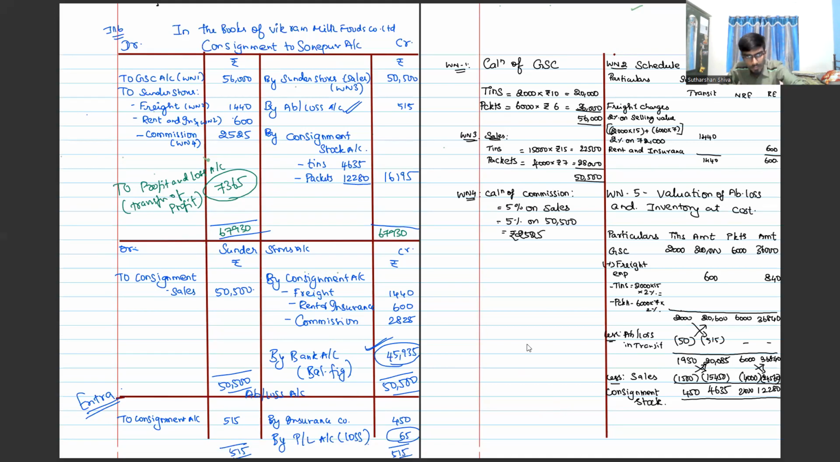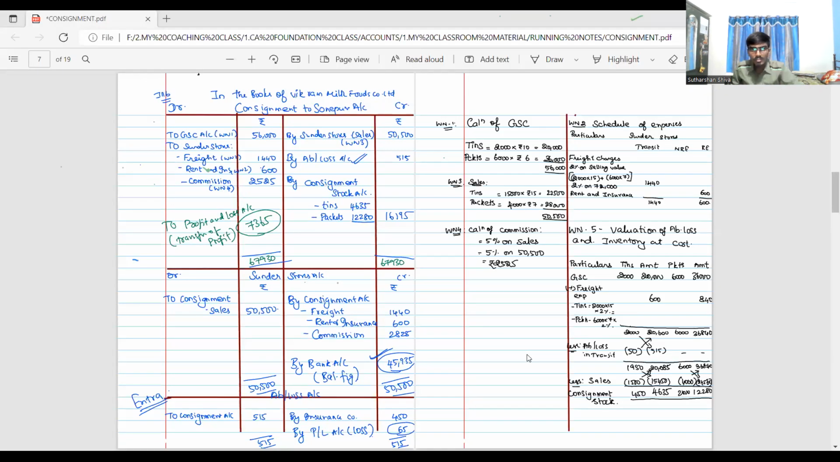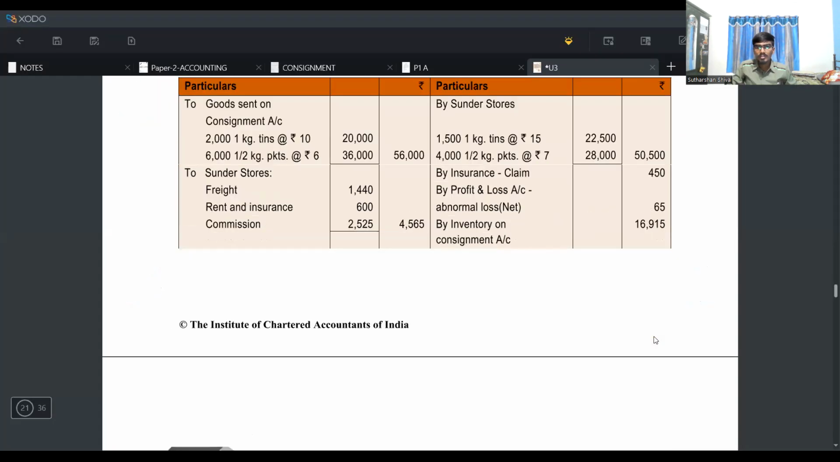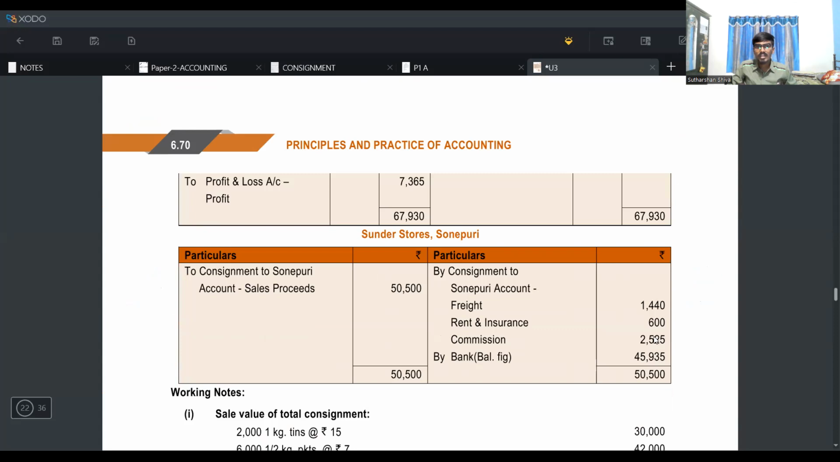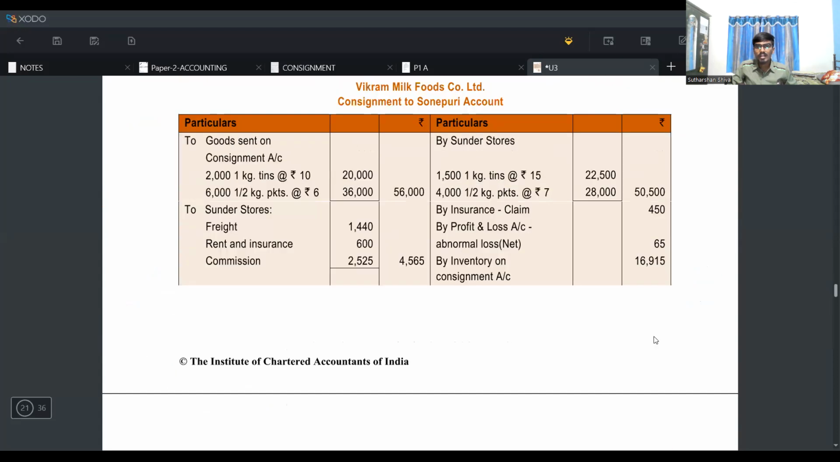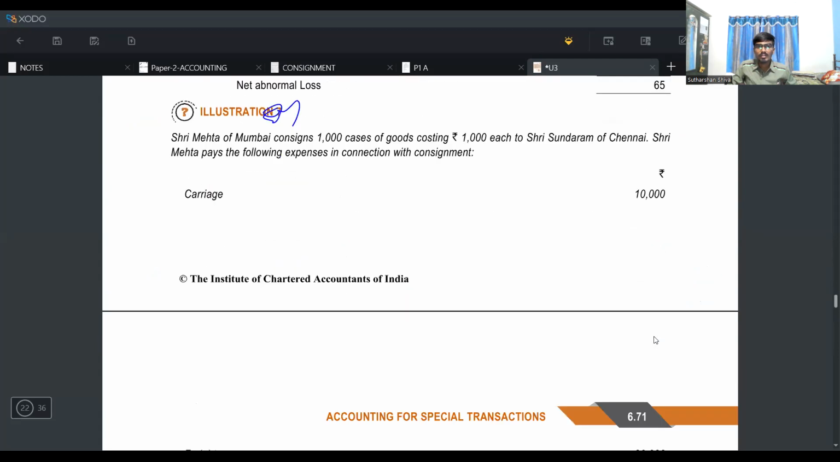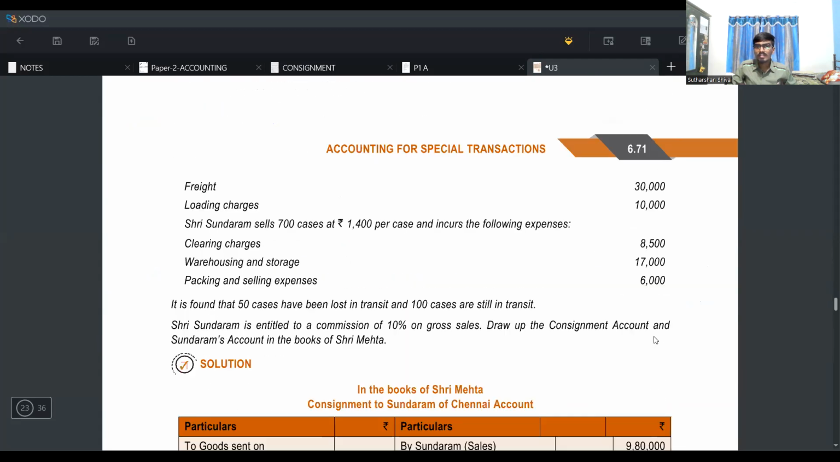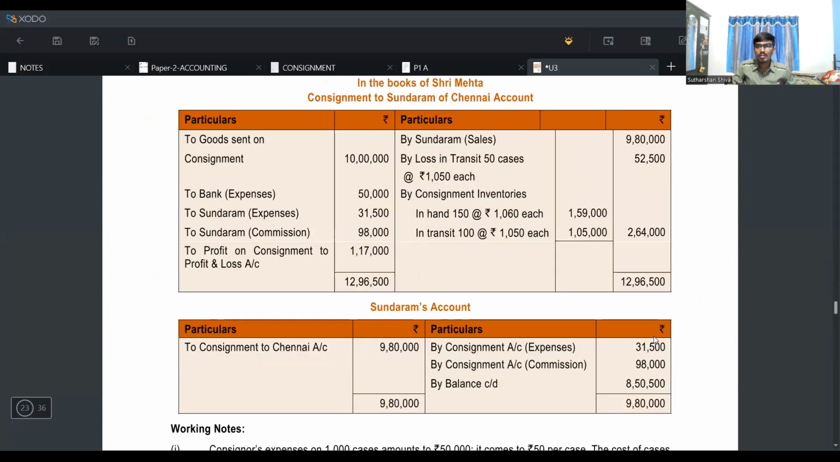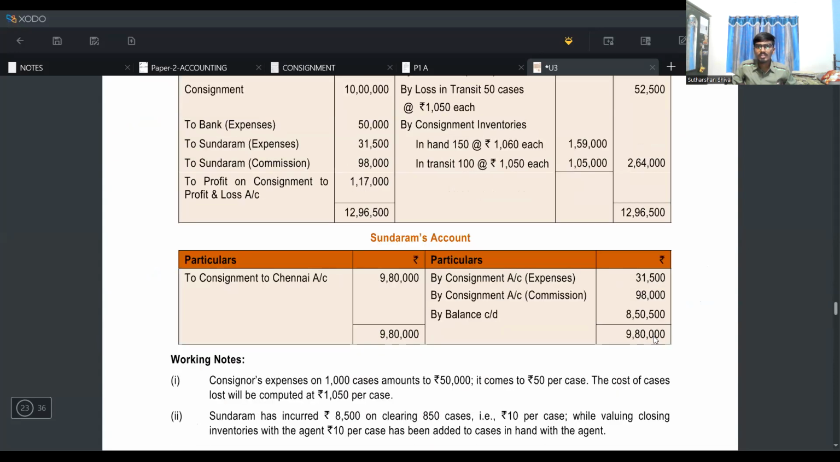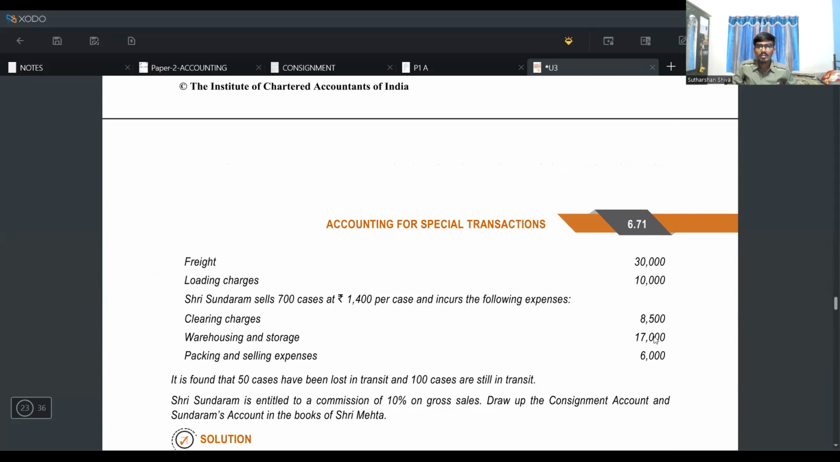Now we move on to our next question. The answer is correct. You can also check with the book problem. I give illustration 7 as your homework. So do the sum illustration 7 as your homework.